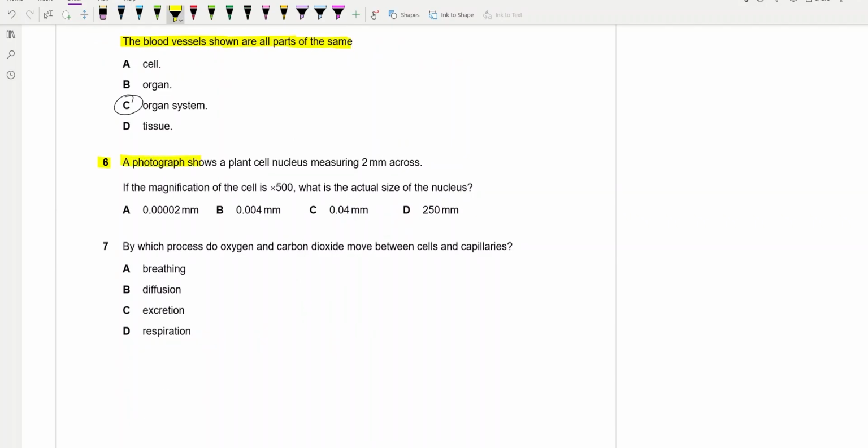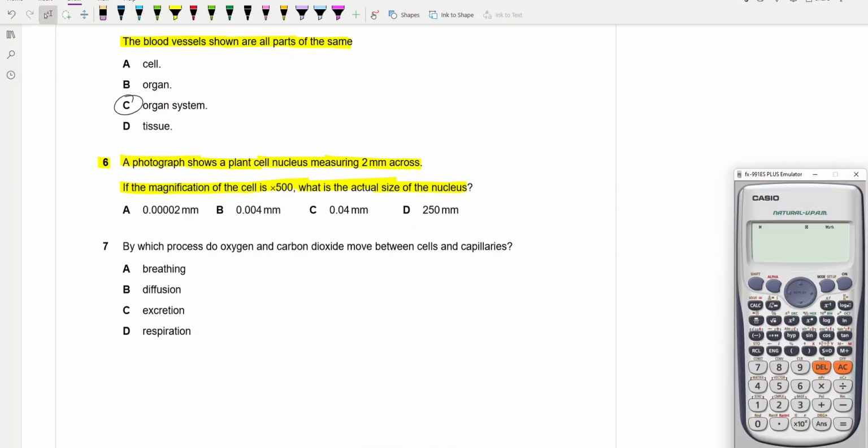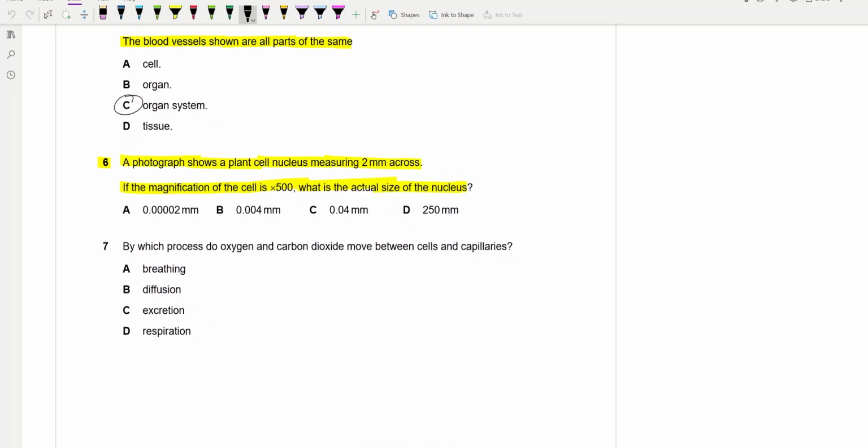Question number 6. A photograph shows a plant cell nucleus measuring 2 mm across. If the magnification of the cell is 500, what is the actual size of the nucleus? So we can calculate it by dividing 2 by 500. The answer would be 0.004. So the correct option would be option B.